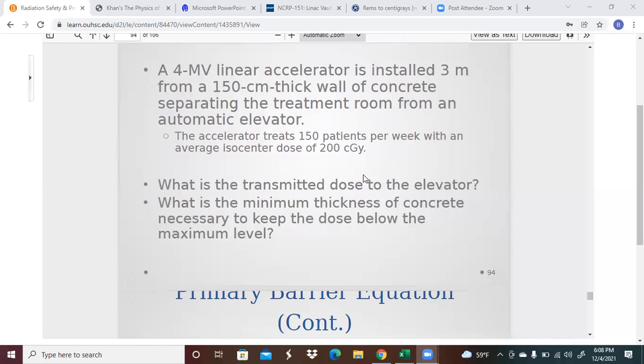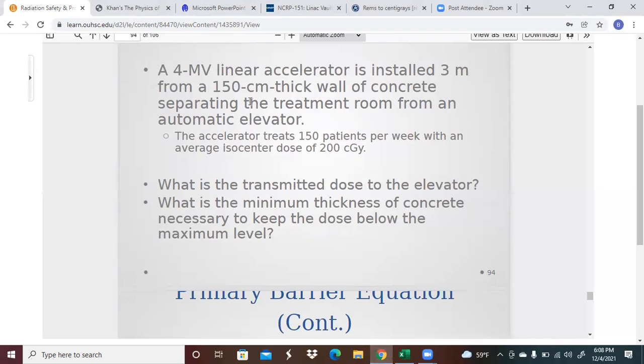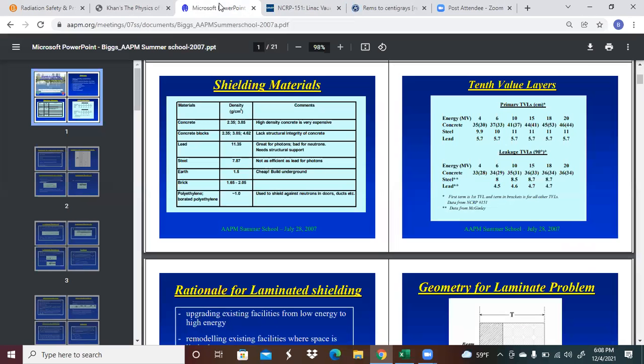So what is the transmitted dose to the elevator? Now I've come up here with a spreadsheet that works all of this out. If you look at 150 centimeters thick of concrete, I have found some reports here that will detail what some 10th value layers are of concrete.